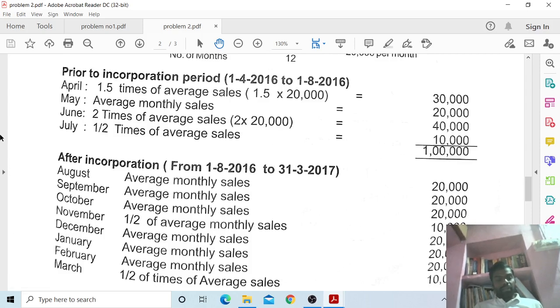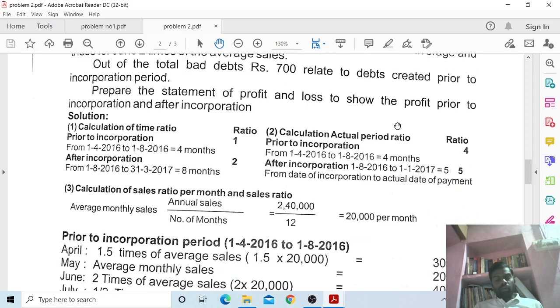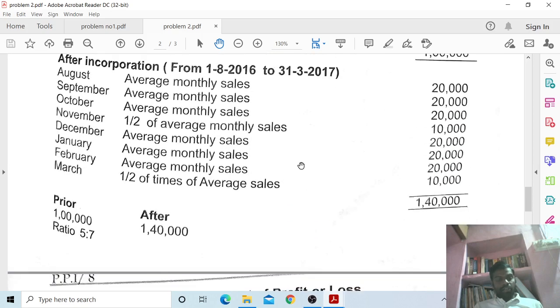So November has an adjustment. In this adjustment, for November and March it is given that the average monthly sales is off, at 0.5. So November is off average monthly sales. You have to take 20,000 into 0.5 divided by 1, so I have to take 10,000.